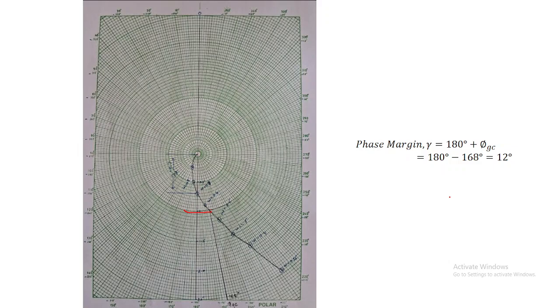So gain margin is to find the distance between the origin and the place at which the curve hits the minus 180 degree. And for phase margin, we have to see at which phase the curve hits the unity circle. That is going to be your gain crossover phase, and you have to substitute in the formula phase margin equals 180 plus gain crossover phase to get your phase margin.